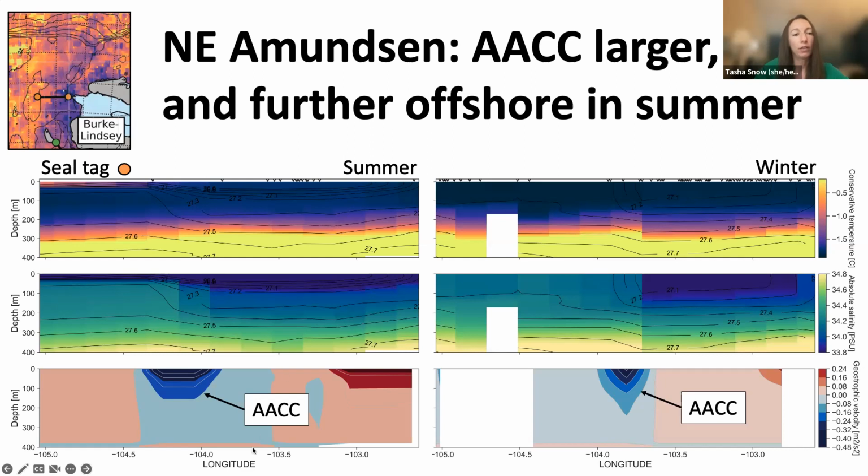And what we notice is that the Antarctic coastal current, the blue flowing to the south up in the north, is larger, faster, and further offshore in summertime. And this makes sense because in summertime, we have a lot more melt, which helps to accelerate the Antarctic coastal current and make it larger. So we're capturing these things with field observations.